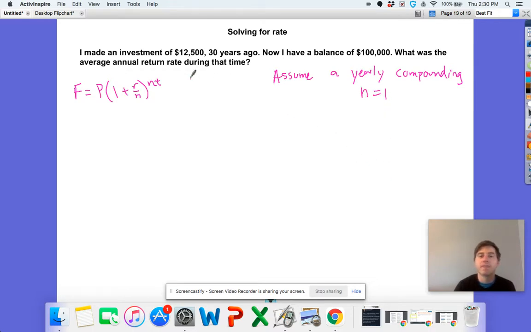N is 1 there. So let's fill these out again. So an investment of 12.5 30 years ago. I now have a balance of 100,000.